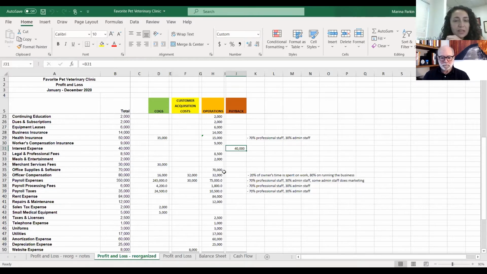Further down, I stumbled into an officer compensation. And the officer compensation, I really had to think about it a little bit more to realize that the owner of the business, in this particular case, let's say, is also doing some professional work. So they're also performing some vet services. And then also, of course, they're running the business. And also, of course, they're doing advertising and marketing. And of course, they're wearing all hats, right, John? That's the way we do things.